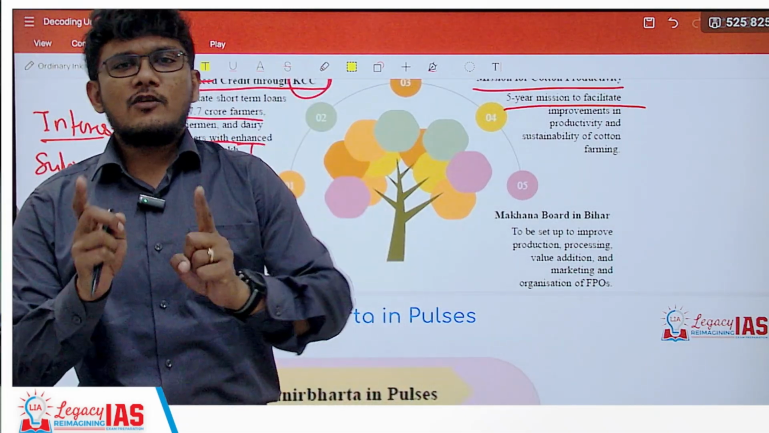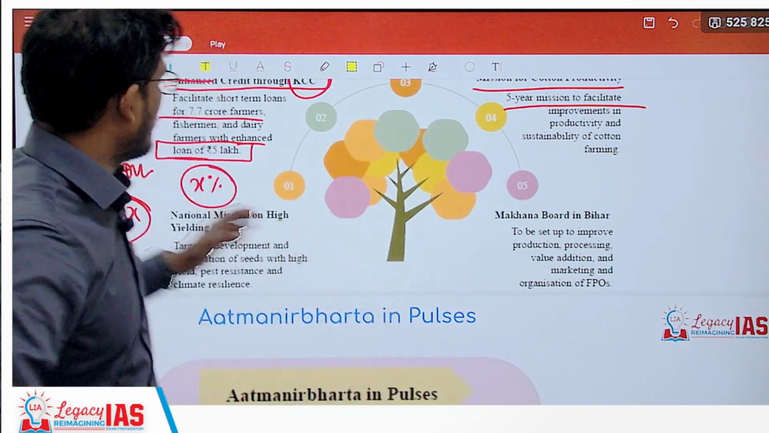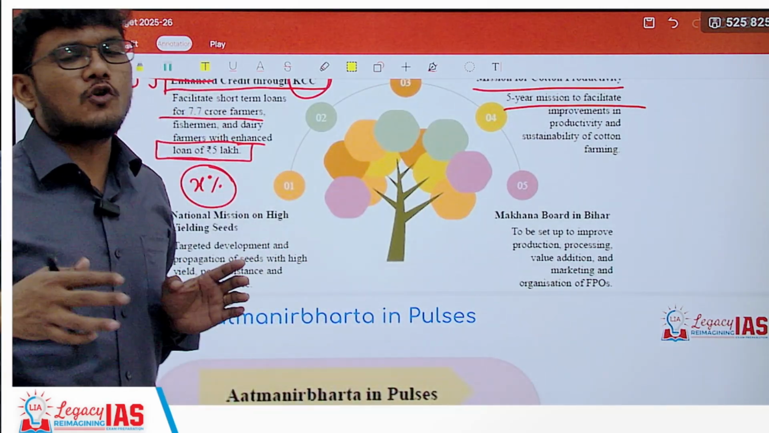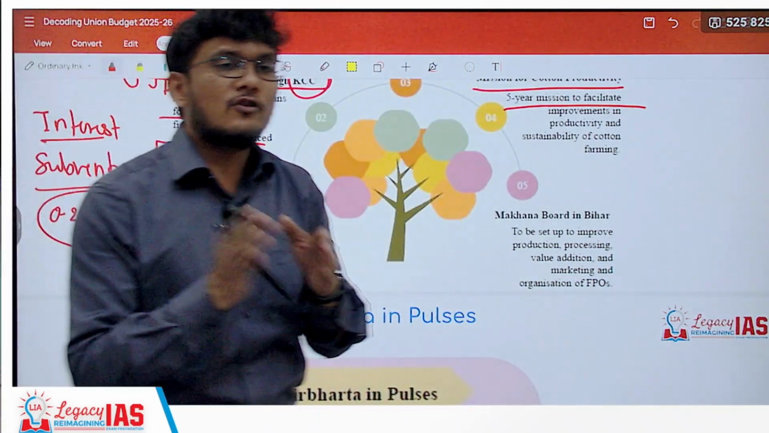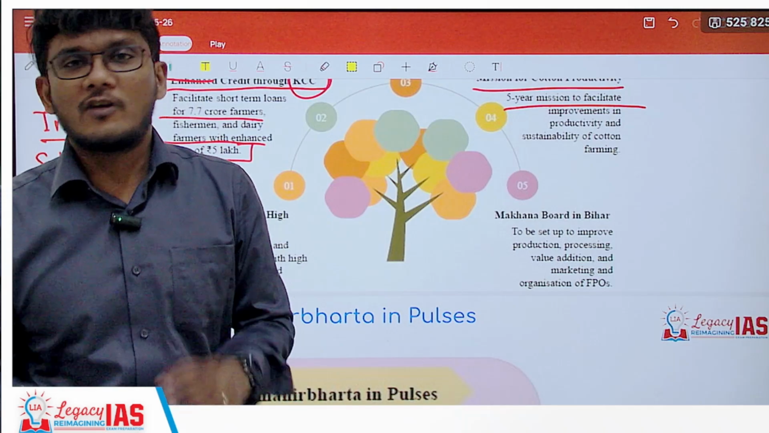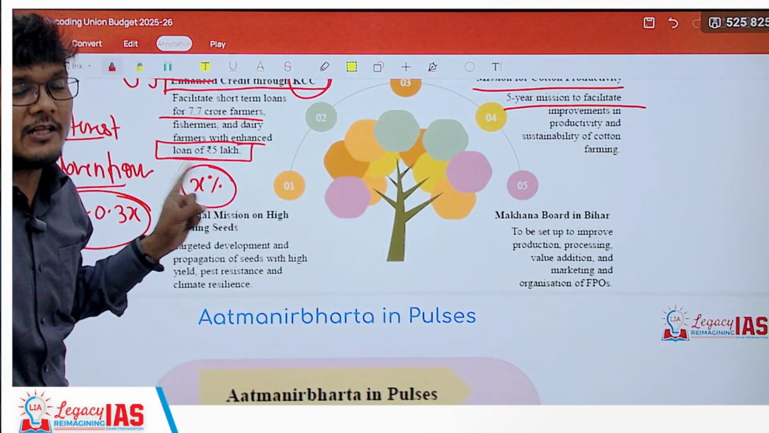However, one thing that needs to be taken care of: we need to ensure that the spread of this scheme is wide, meaning that it should not be that only the big landlords and farmers are getting it. It should reach the poorest of the poor, small and marginal farmers as well. That is a challenge. So implementation will still remain the challenge.